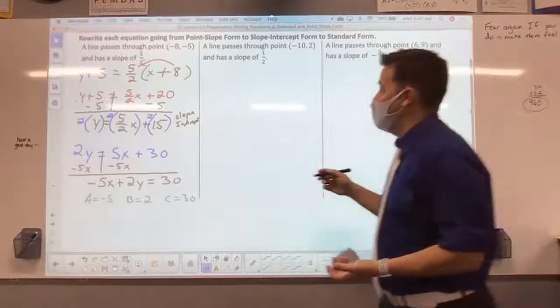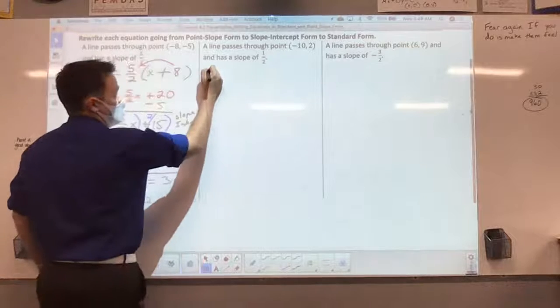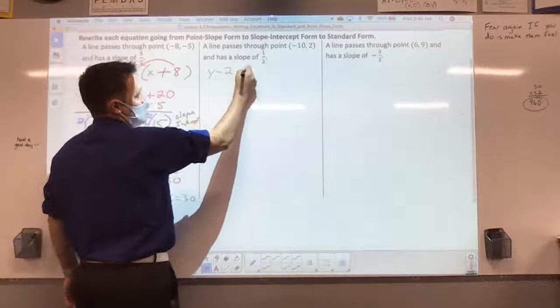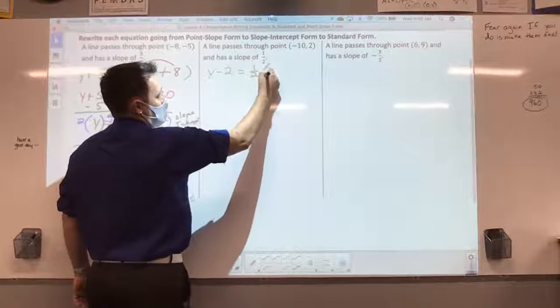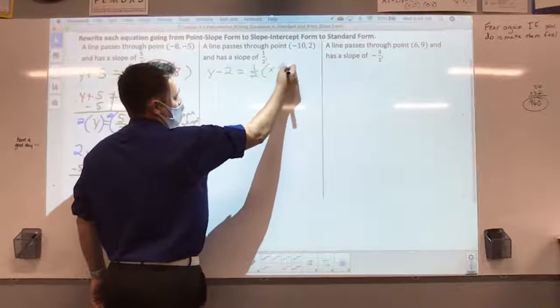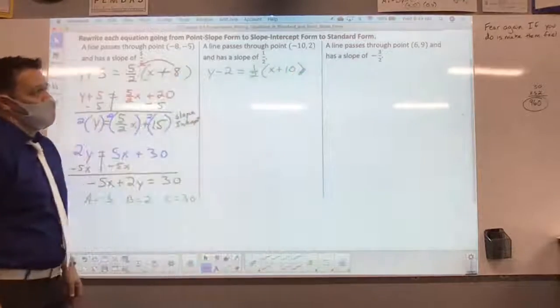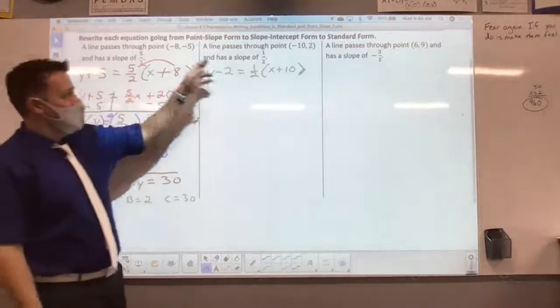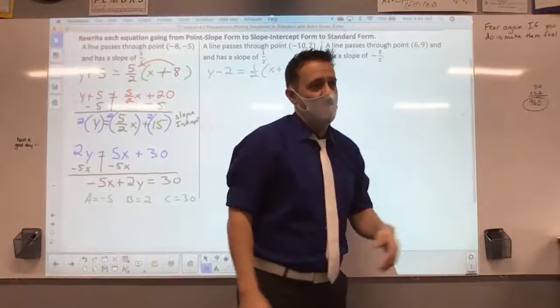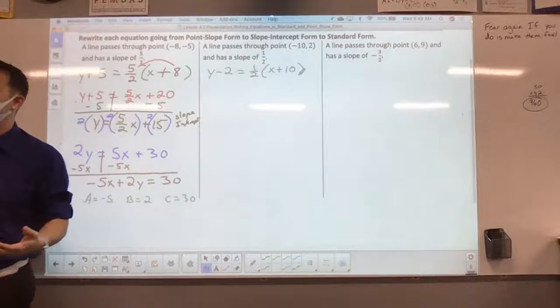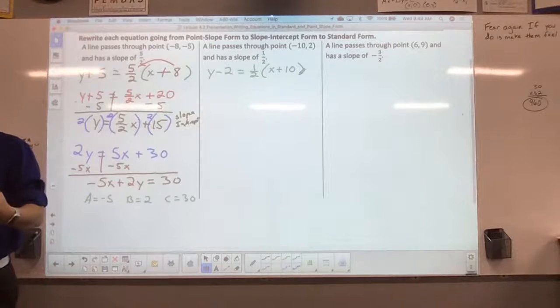All right, we'll do the next one. Okay, so it's y minus, and then it's a 2, so you just plug that in, equals 1/2, and then it is x minus, but that's a negative 10, so that has to be positive, so there's your first equation. You'll notice on here, all your slopes have a what at the bottom? 2. So we're going to be multiplying everything by 2 when we get to that step.